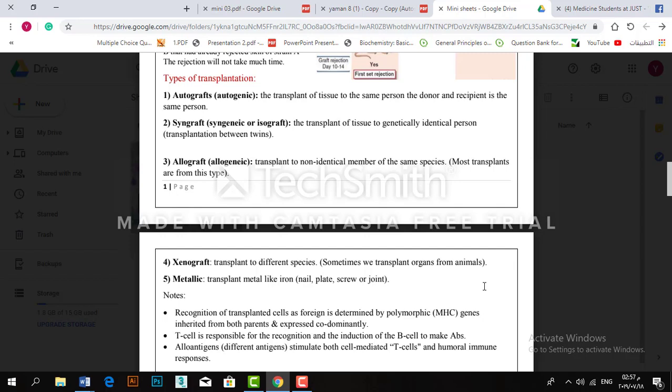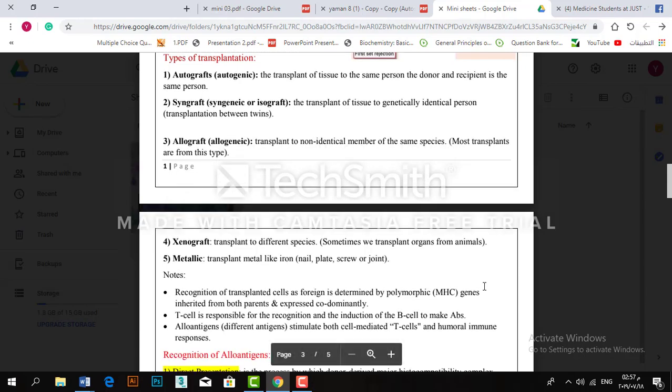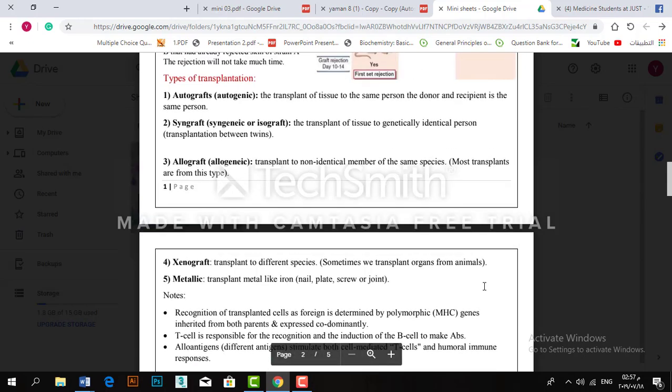Syngraft or syngenic or isograft is the transplant of tissue to a genetically identical person, and we see it mostly in twins because they are genetically identical. The allograft may come up as a question; it is the most common type of transplantation. Allograft or allogenic is the transplant to a non-identical person but in the same species, the same species but different from the donor.